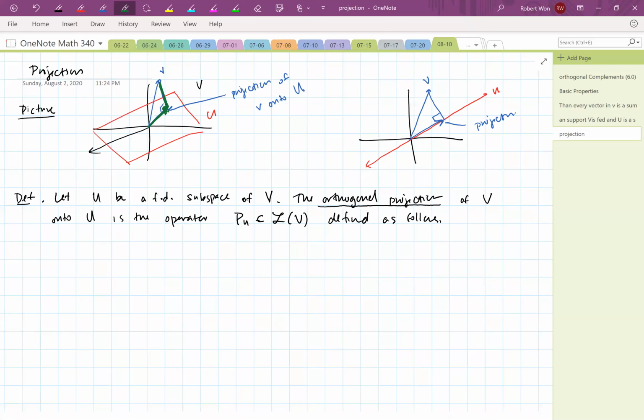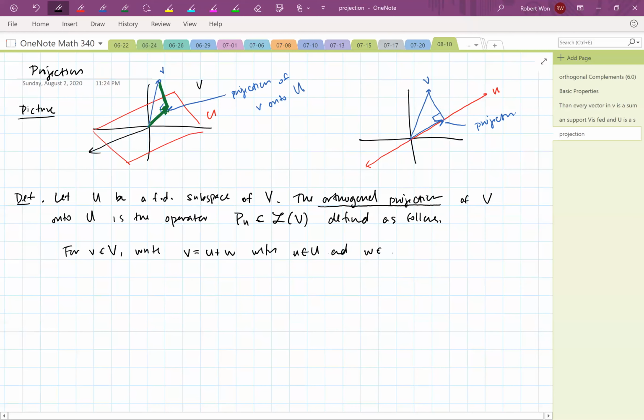In other words, I want to write V as the sum of something in U plus something orthogonal to U, because that'll get me as close as possible to the vector. And then I want the projection to be the part that's in U. So that's how I'll define it. For v in V, write v as u plus w with u in U and w in U perp. Then I define P_U of v to be u. You write v as something in U plus something in the complement, and the projection is the part that's in U.